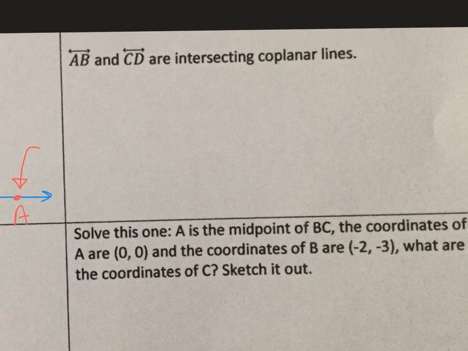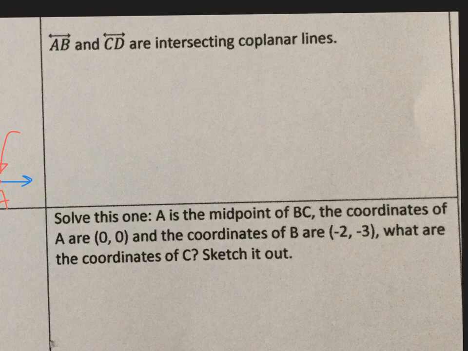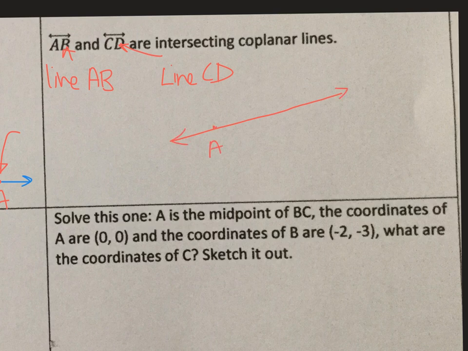Okay, so let's look over here. We have lines AB and line CD are intersecting coplanar lines. Okay, that means they cross. So let's first draw line AB. So lines have arrows at the end, and then here is your points A and B on that line. And now let's draw line CD that just crosses, right? It doesn't say where they cross, it only says that they do cross. So here's line CD, as straight as you can possibly get it.